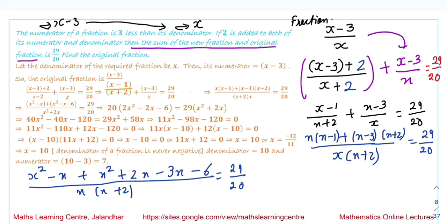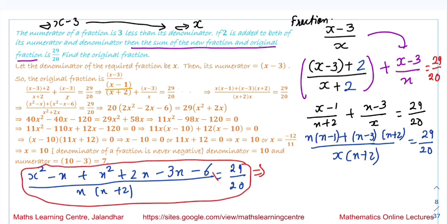And on solving this, we cross multiply, and the final expression that we will get is 11x² - 98x - 120 = 0. And when we split the middle term, the middle term we have is -98. So we are writing it as -110x + 12x.